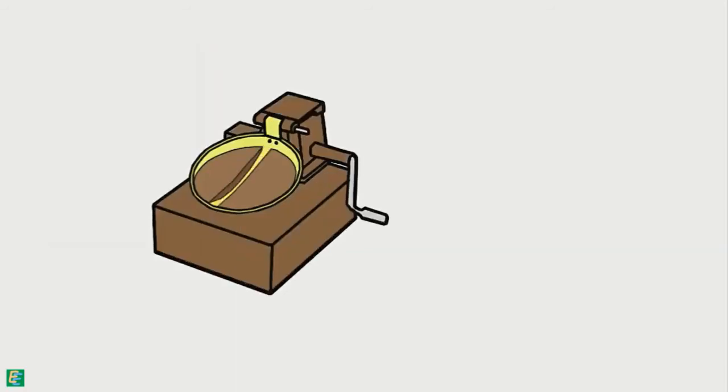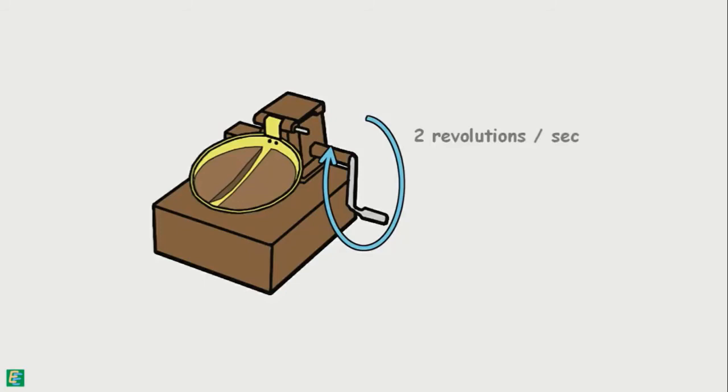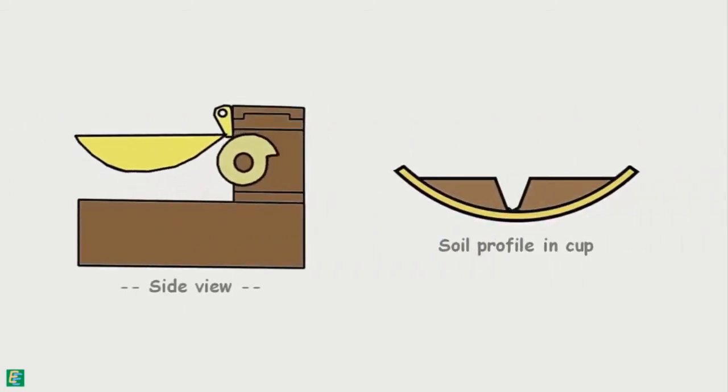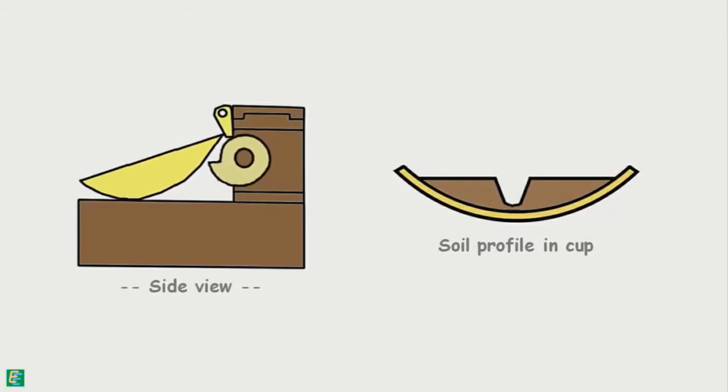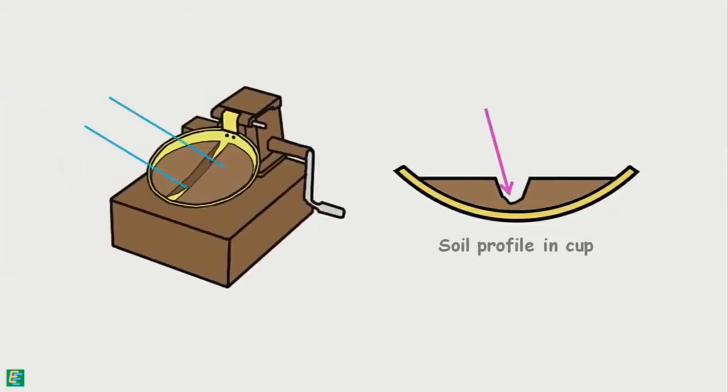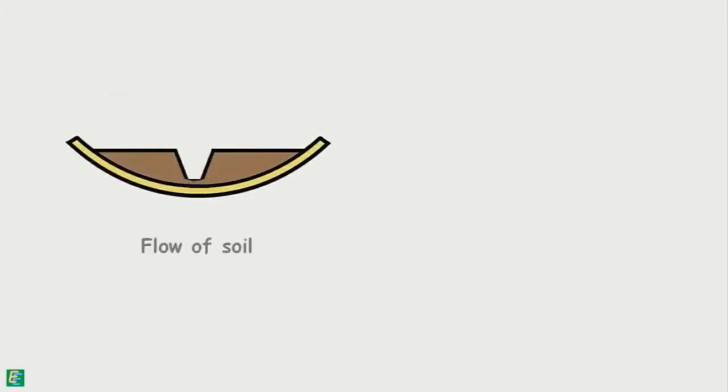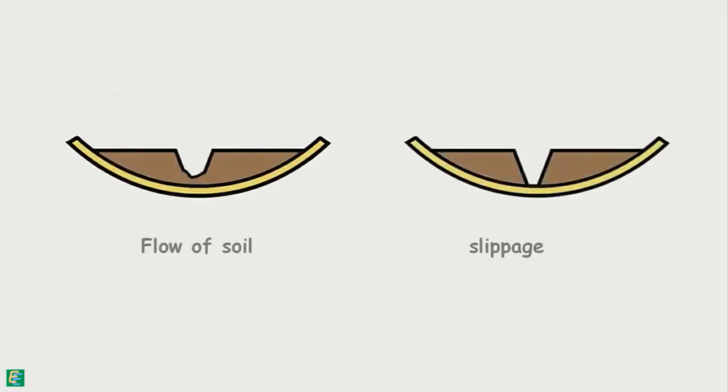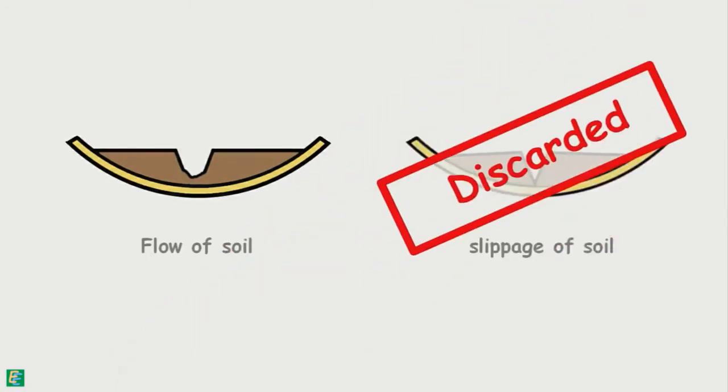After the soil pad has been cut, the handle of the apparatus is turned at the rate of 2 revolutions per second, which applies blows to the grooved soil pad, and due to which 2 halves of the soil pad come into the contact. And when the contact length of 12 mm is achieved, we stop turning the handle. We should take care that the groove should close by the flow of soil, not by slippage of it. And if slippage occurs, then we should discard that soil pad and redo the whole procedure.